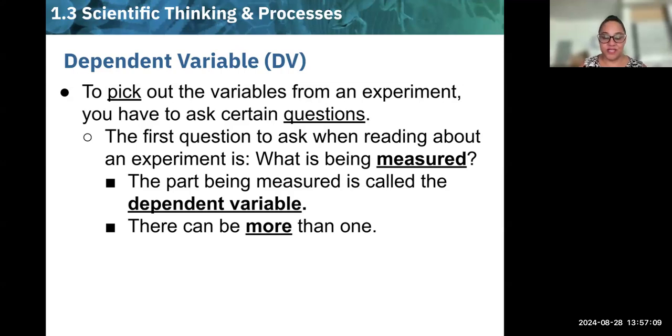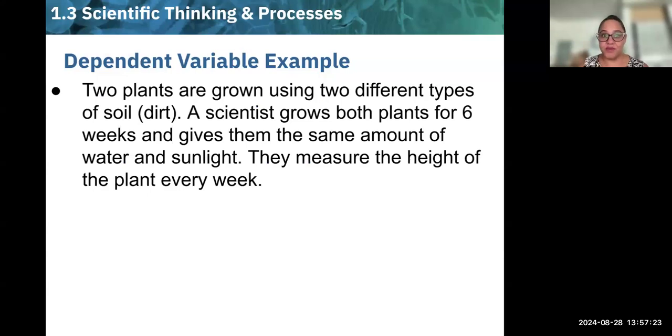So we're going to go through an example of picking out a dependent variable. You do not have this slide. That's okay. You do not need to write this slide. This is just the example that we talked about in class. So I'm going to give you an experiment. 2 plants are grown using 2 different types of soil or dirt. A scientist grows both plants for 6 weeks and gives them the same amount of water and sunlight. They measure the height of the plant every week.